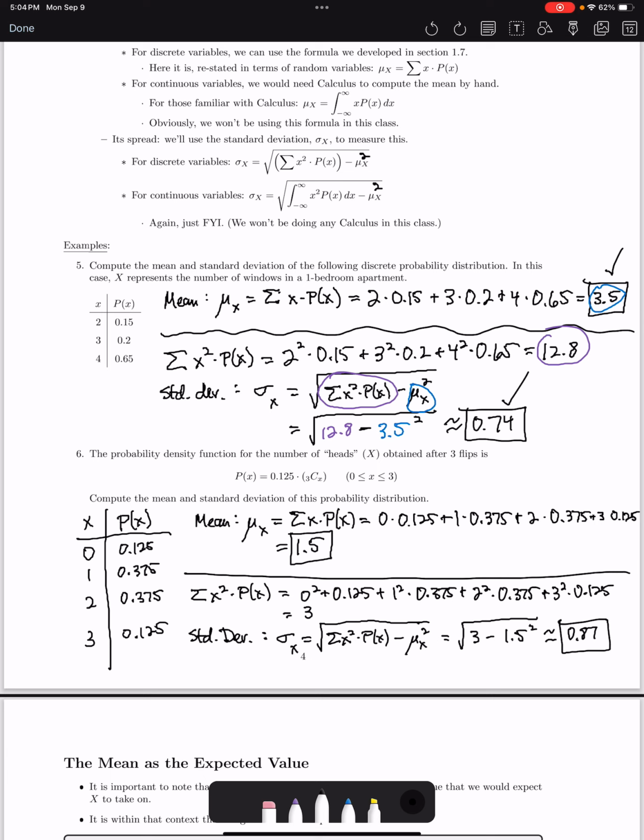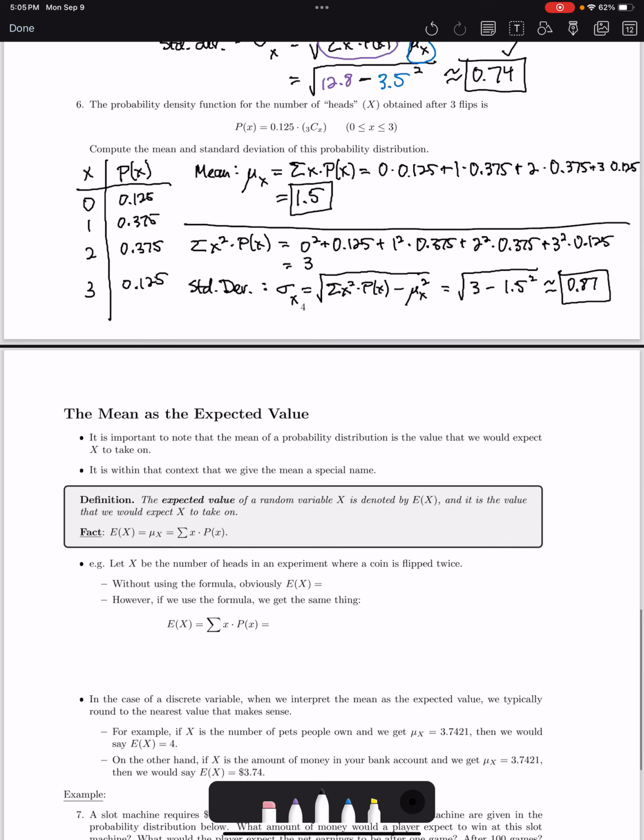Okay, so this is how we compute the mean and the standard deviation of a random variable. Those are going to be very important for us as we go to try to compute probabilities, particularly probabilities involving random variables, specific kinds of random variables.